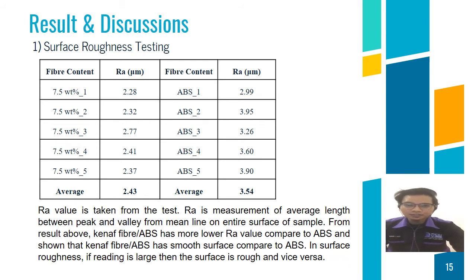Ra is a measurement of the average length between peak and valley from the mean line on the entire surface of the sample. In surface roughness, the lower the Ra value, the smoother the surface. So the higher the Ra value, the rougher the surface, and from this we can conclude that kenaf fiber ABS has a smooth surface compared to ABS.